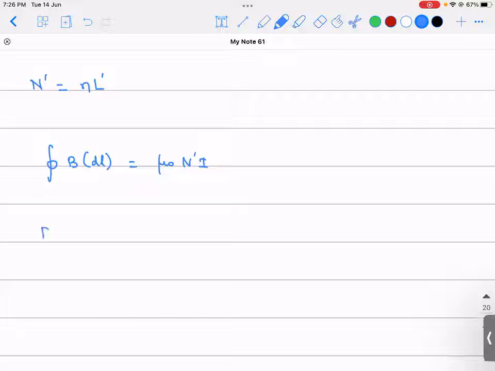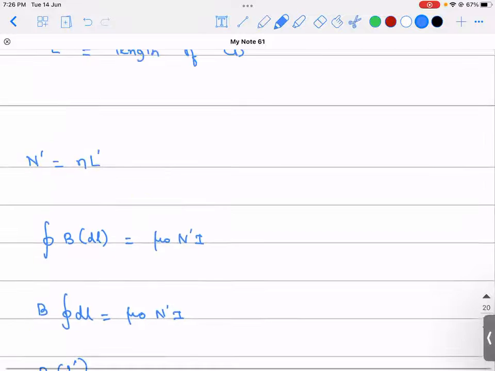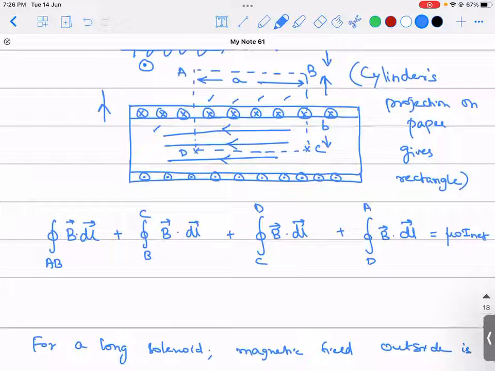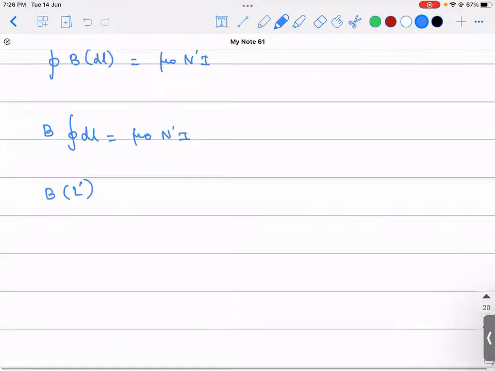Right. So when I do that, B, if I take it out, B into the line integral of dl will be equal to mu naught into n dash into I. So B into what is the value of the line integral of dl? It will be L dash. Because the line integral of dl, you're doing it from C to D. But what is the length of CD? Yes. So B into L dash is equal to mu naught into n dash into I.